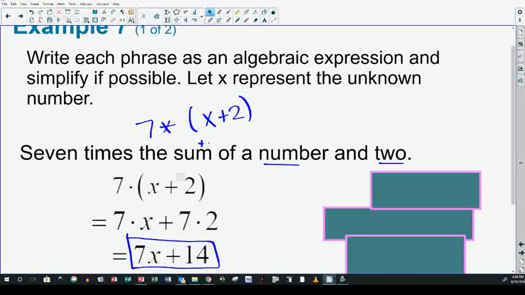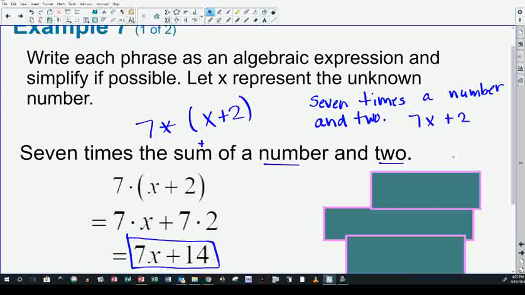So 7 times the sum. If it said 7 times a number and 2, it would look like 7 times a number and 2. And that's different than 7 times the sum. So anytime it's talking about 7 times the sum, that means you're going to have to add two things together, then multiply by what is on the outside. So it's a little bit different.